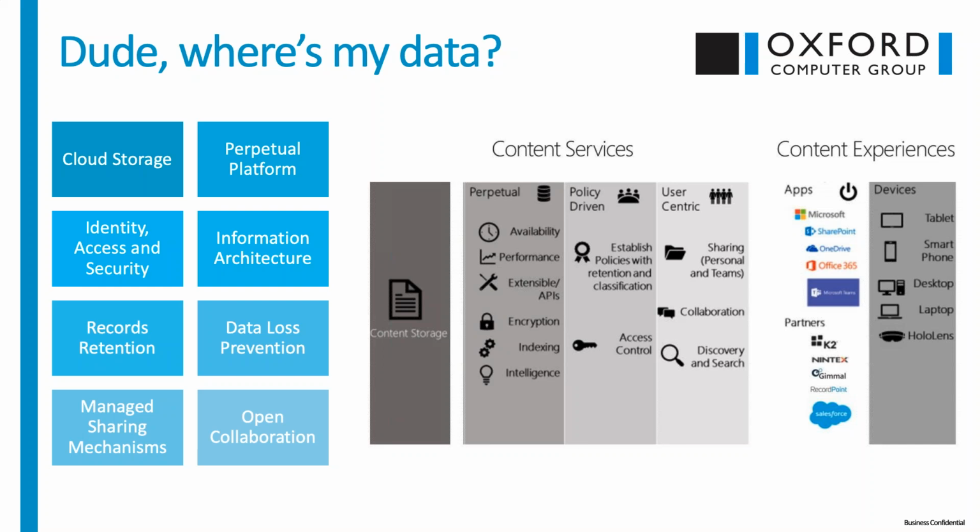And so if you look at the layers here, on the right we have that content storage. That's OneDrive, that's SharePoint. It could even be Box. You could have third-party Box, for instance, added to Teams. And when it comes to your Microsoft 365, you have that first layer, which is the perpetual layer, which is just about the availability of the service, its performance, any APIs that you can connect to, encryption, indexing, and of course, intelligence around identity, who can access it, providing single sign-on, etc.